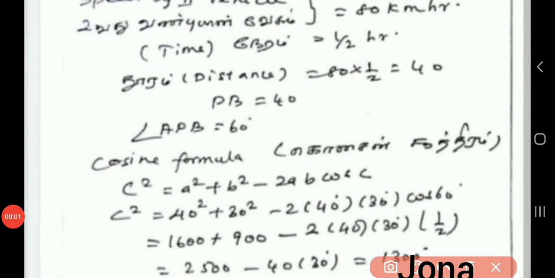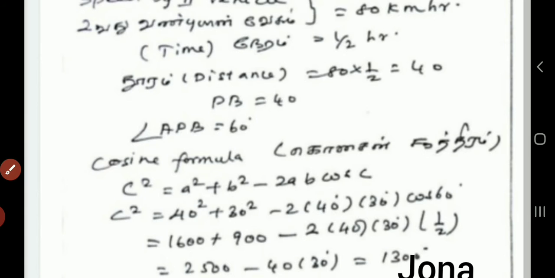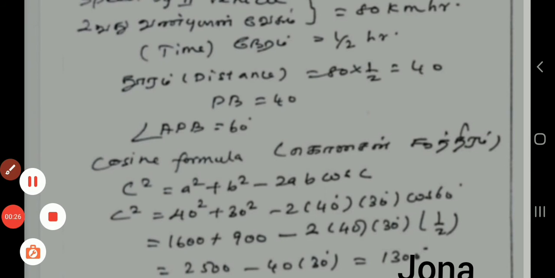So the speed of the second vehicle is 80 km per hour. So time is half an hour. So we want to find the distance, which is 80 into 1 by 2, which is nothing but 40. So now we got PB also there. The angle subtended is given already. Angle APB is 60 degree. So two sides and one angle are given, so we have to take the cosine formula.